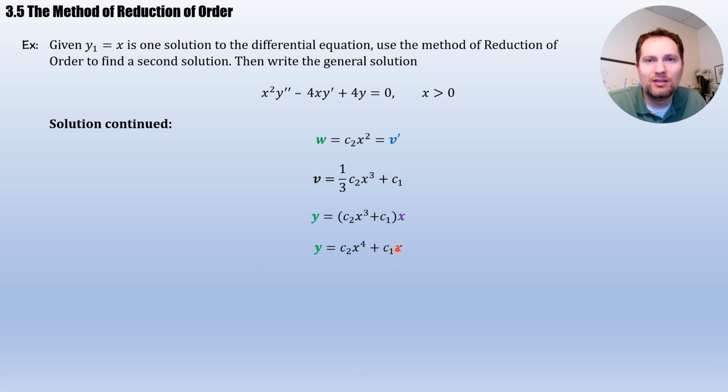C1 times x. That part is not a shock to us. But this part right here, that part is new. And so there it is. There's the general solution. We've got a second linearly independent solution using one solution that was given, and then the method of reduction of order to kind of pull this cool trick.